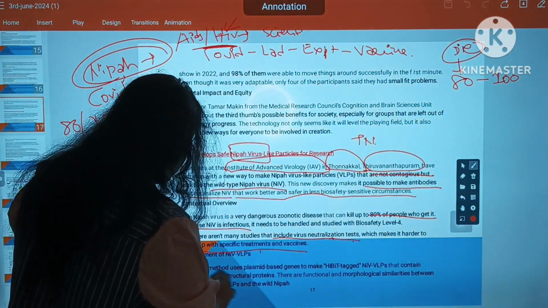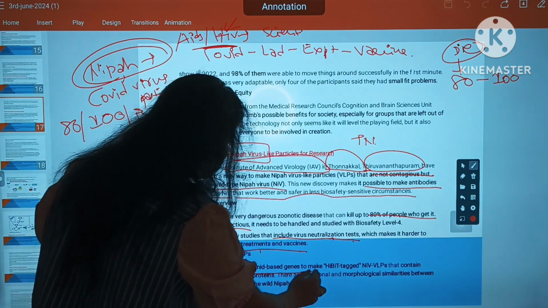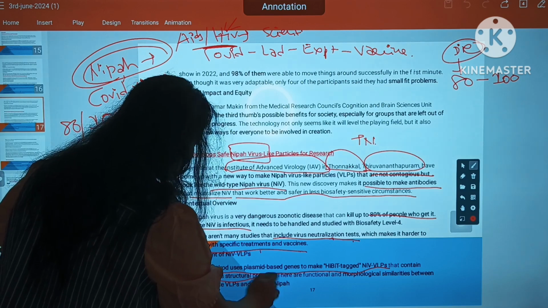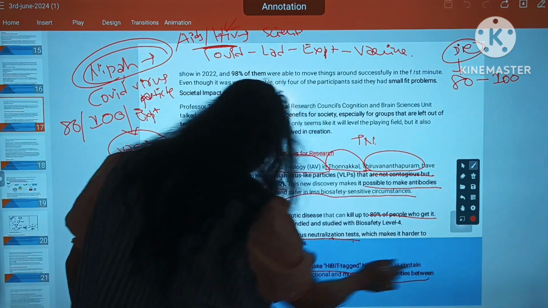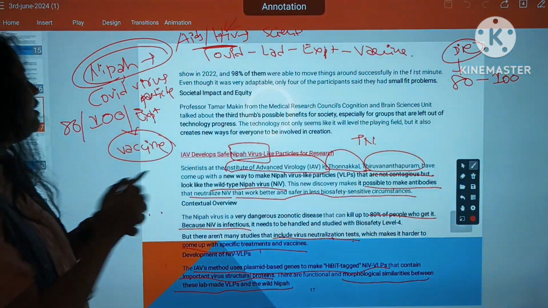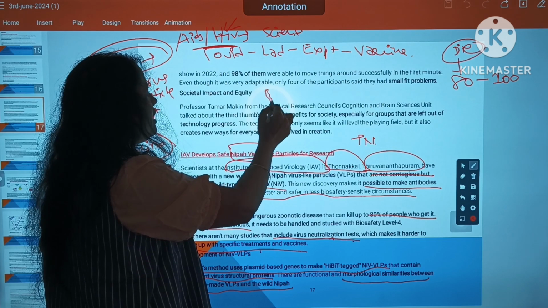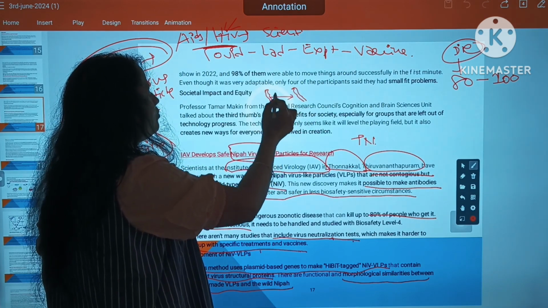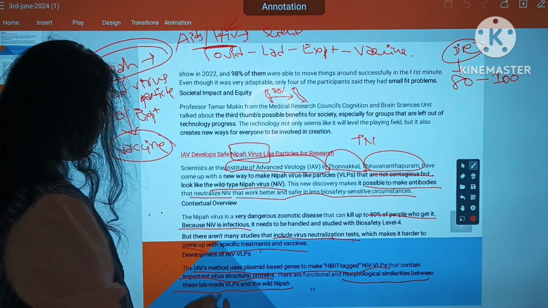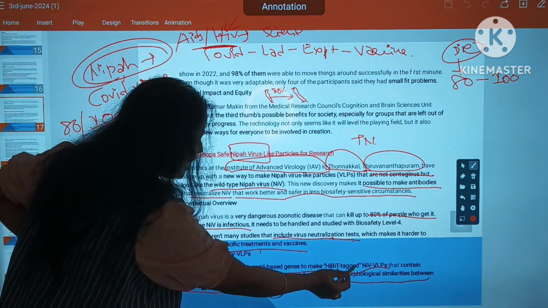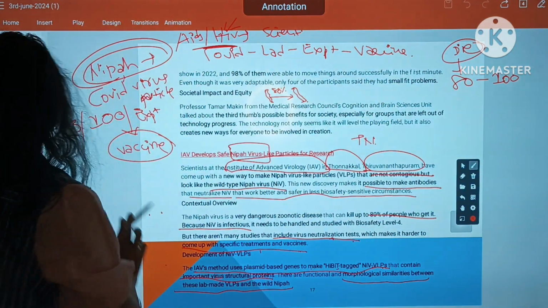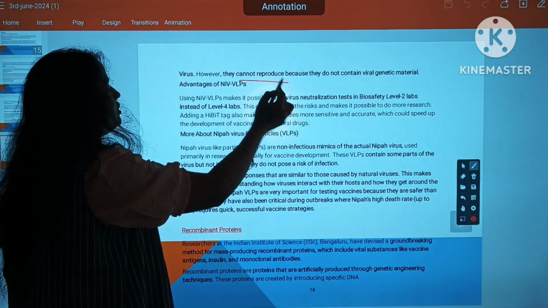So this method uses plasmid-based genes to make HiBiT-tagged Nipah VLPs that contain important virus structure proteins. There are functional and morphological similarities between the lab-made VLPs and wild Nipah. Means there is less difference between, suppose this is original Nipah virus, this is lab-made, there is 80% similarity between the two. What do they use? They use HiBiT-tagged Nipah VLPs that contain important virus structure proteins. But they can't reproduce. Virus means what?